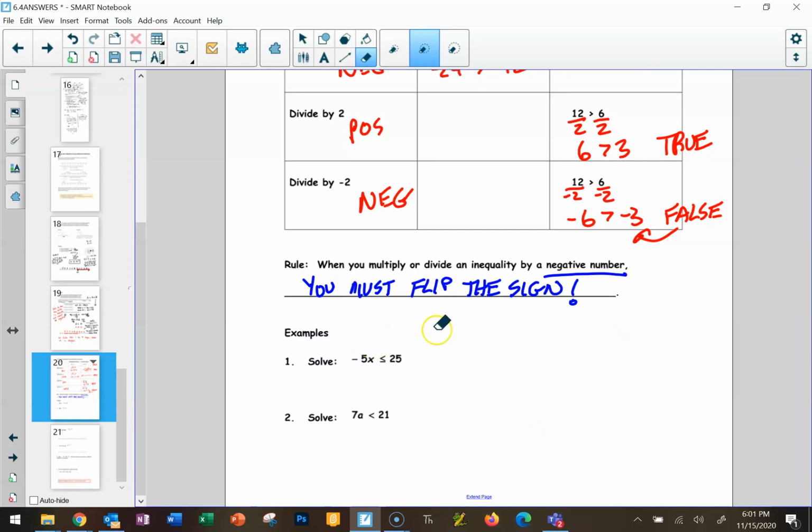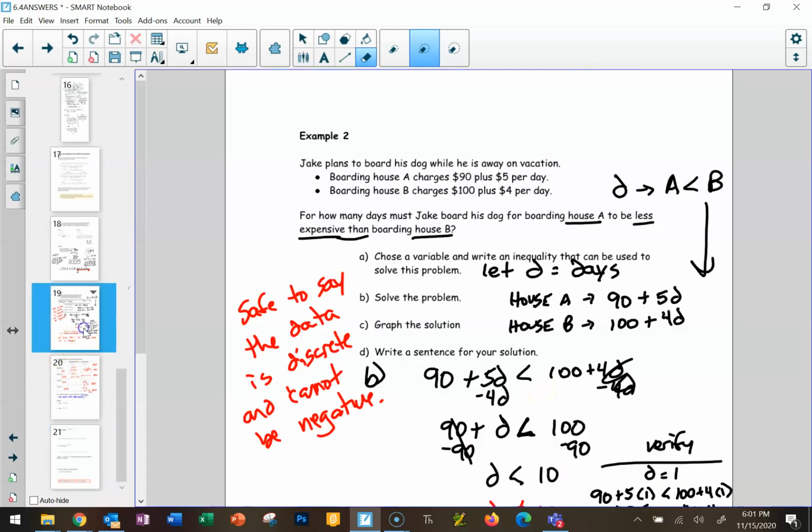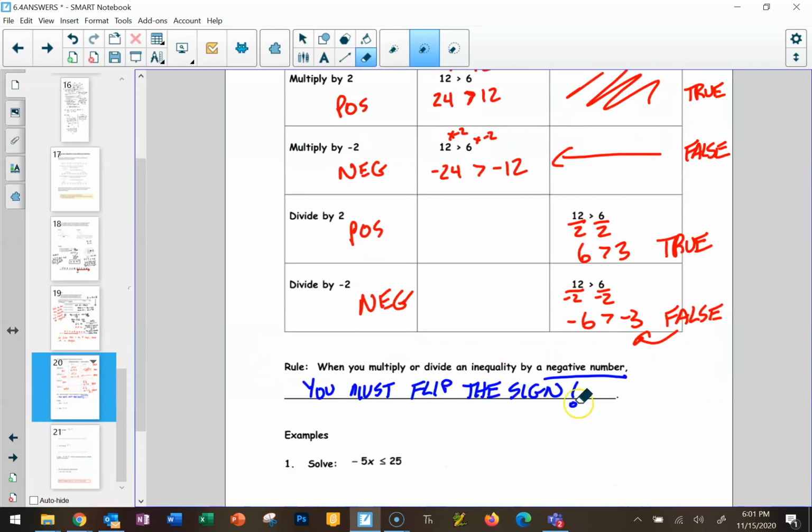I wonder if I should phrase that differently. You must flip the sign. Is there a better word that I could use for that? No, it's a sign, I guess. I just don't want you to get confused with the sign being like a negative sign. It's not the negative sign that's flipping, it's the operation sign. So just make sure that you're clear that when we say flip the sign, for example, greater than flips to less than, right?